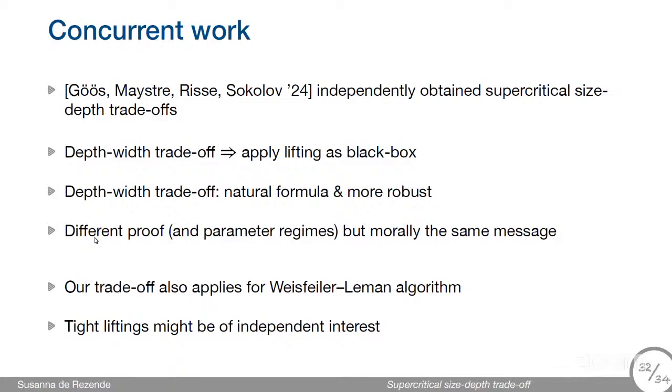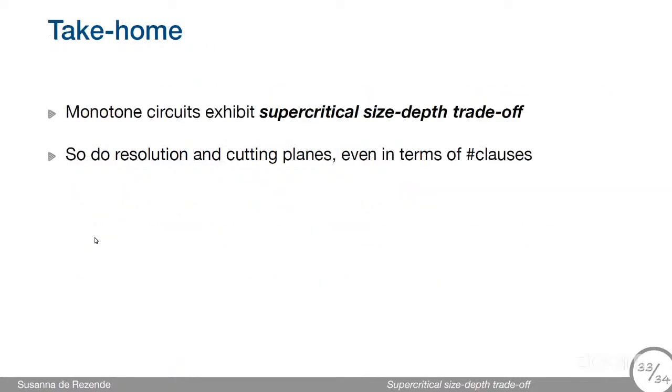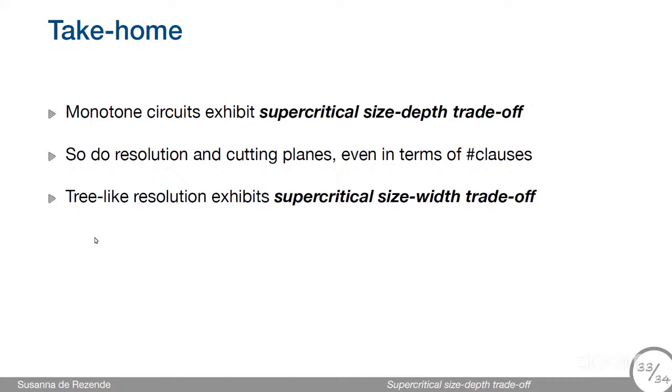Okay, so just to wrap up. What we showed here were that monotone circuits exhibit this kind of supercritical size-depth trade-off. And also in proof complexity, we have these in terms of number of clauses, not only number of variables. I mentioned also that for tree-like resolution, we can get this supercritical size-width trade-off, and that you can get more robust Weisfeiler-Leman trade-offs. And I wanted to finish with some open problems.